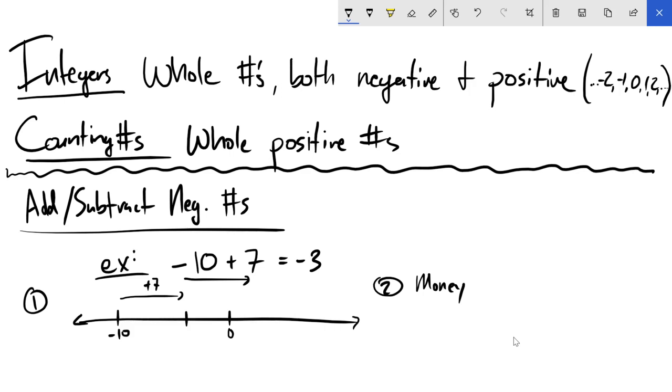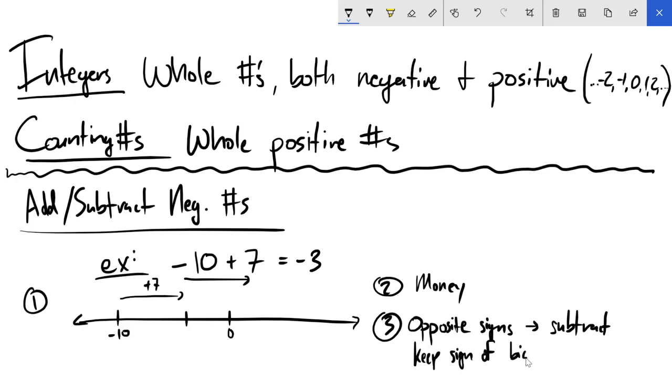And then the other way is a rule that I use: if they have opposite signs, then you're going to subtract. Basically, I have a minus 10 and a plus 7. If they have opposite signs, then you're going to subtract, and then you're going to keep the sign of the bigger number.